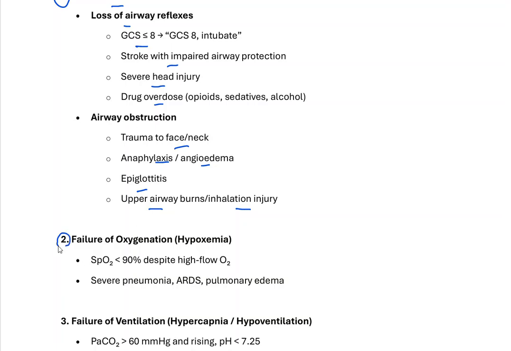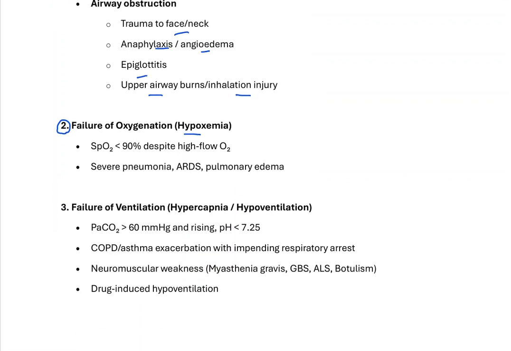Next is failure to oxygenate, hypoxemia. It could be patients who have very low oxygen saturation despite high flow oxygen, maybe in the setting of severe pneumonia, acute respiratory distress syndrome, or pulmonary edema.